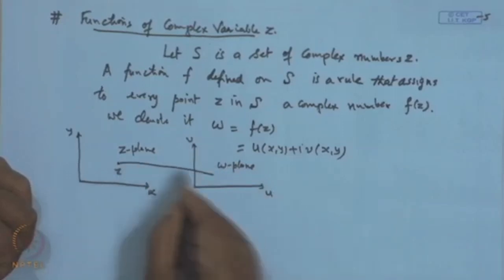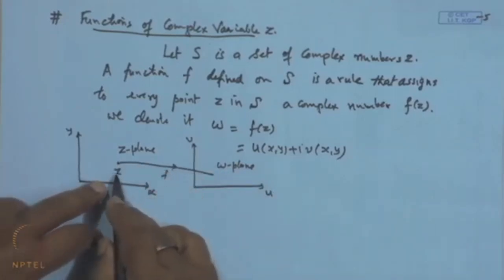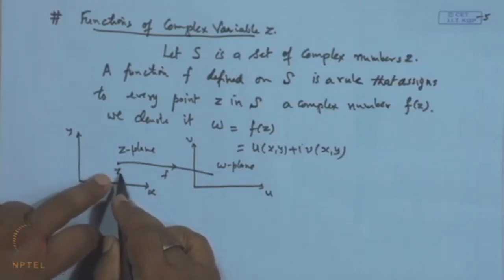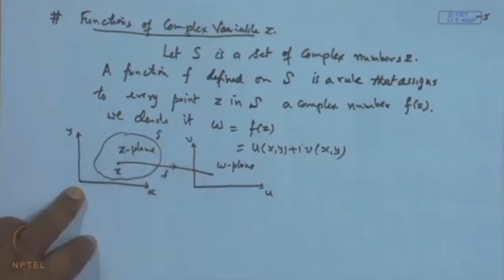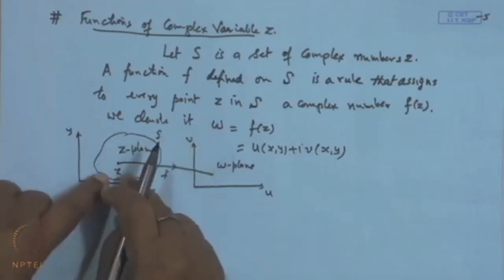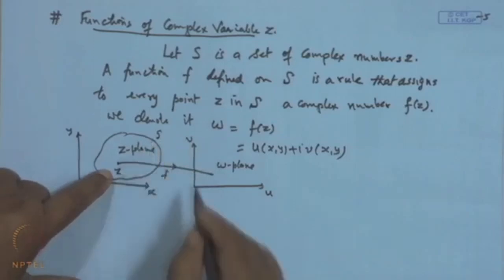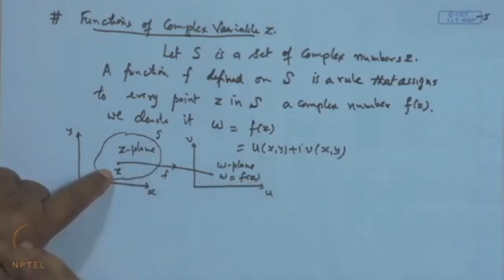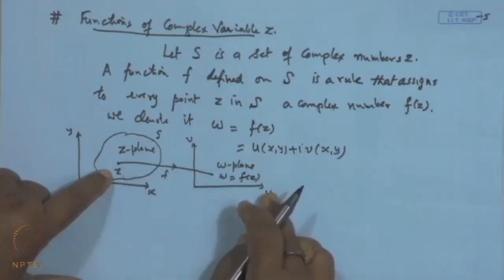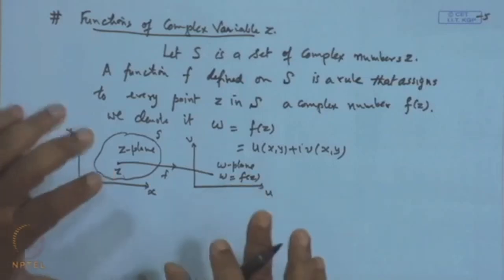Under this, a function f is a rule which assigns to the point z of capital S, this is our capital S, a set of points on which the function is well defined, the value of z under f. Then this f will give a point f(z) in the w plane, okay, and this will be a complex quantity.